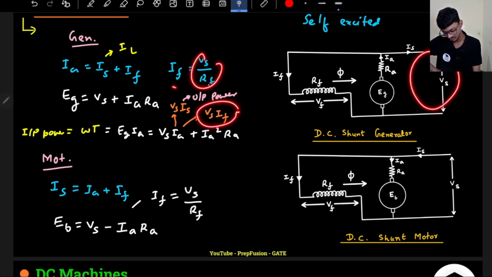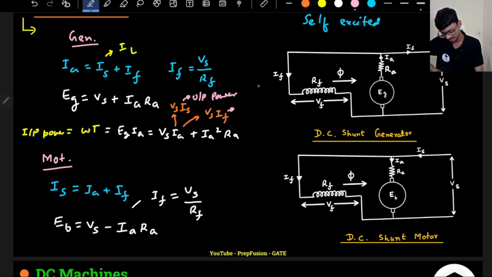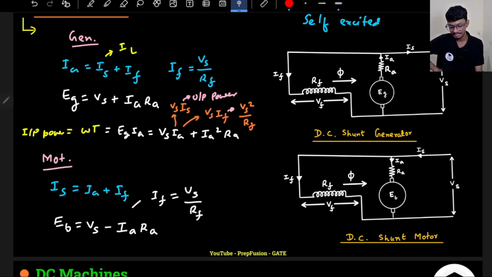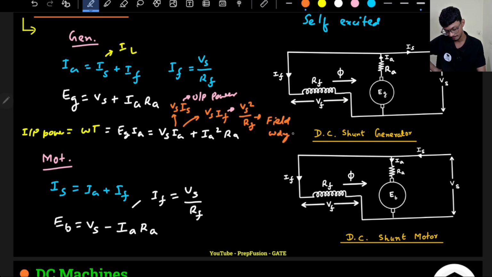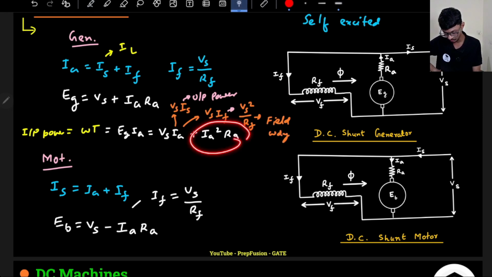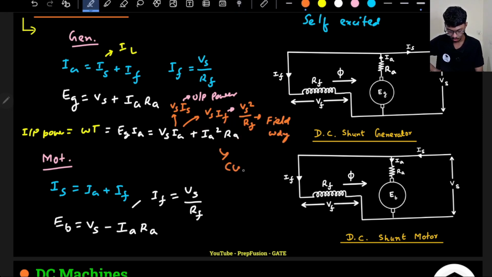What is Vs into If? If is Vs by Rf, so this can be rewritten as Vs whole square by Rf. What is this Vs whole square by Rf? It is the loss in the field winding. This is known as the field winding loss. And Ia square Ra we already discussed is the copper loss.